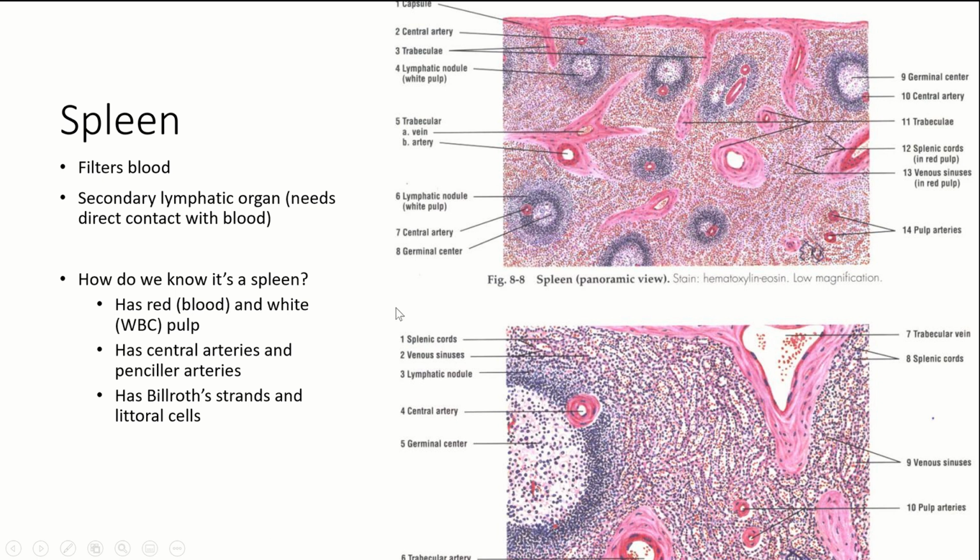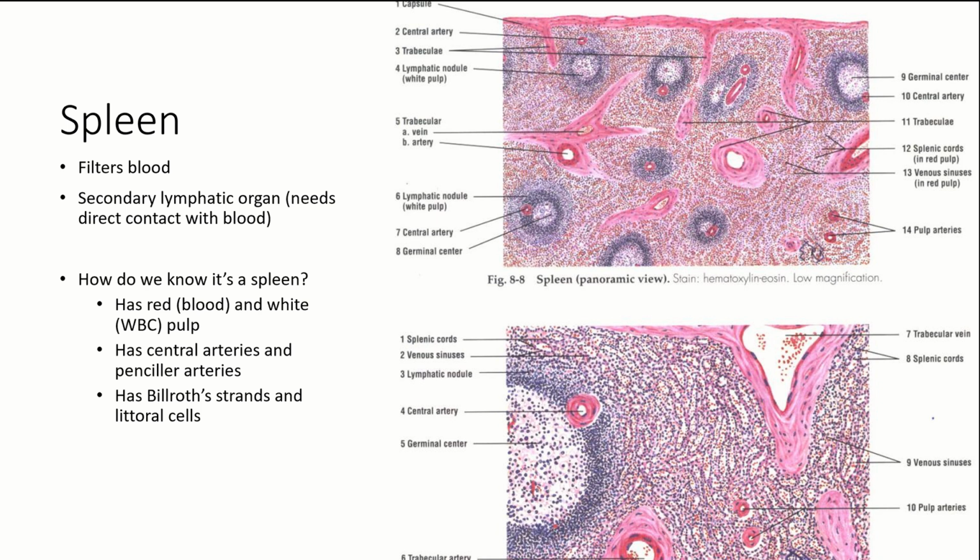Okay, so the next one we're going to go over is going to be the spleen. Remember we said the lymph node filters lymph. It's pretty straightforward: the spleen filters blood. So they both filter things. They are both secondary lymphatic organs, right? Because remember, the main function of secondary lymphatic organs is to filter things. The spleen just filters blood instead of lymph.